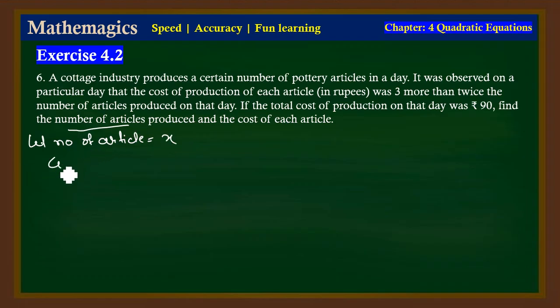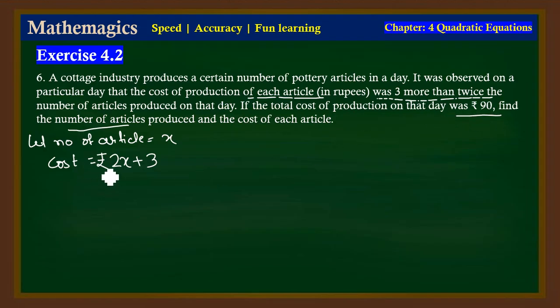So the cost is going to be, on a particular day, the cost of the production of each article was 3 more than twice the number. So 3 more than twice the number means twice the number becomes 2x and 3 more becomes plus 3. I hope you have understood, and obviously it is a cost, so it must be in the form of rupees.